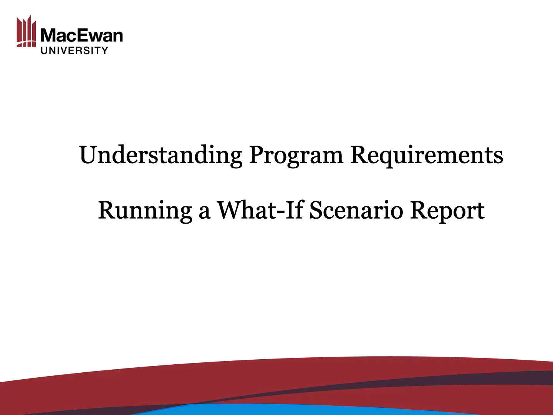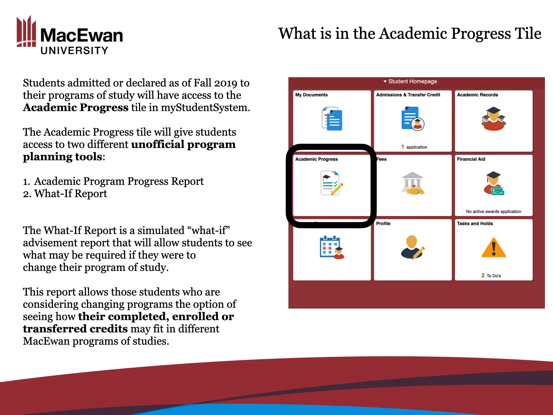Oftentimes, students will come to academic advisors wondering what their requirements would be if they were to change programs. A What-If scenario report is one of the new additions to the academic progress tile that you will find in myStudentSystem. Students admitted or declared as of fall 2019 will have access to the academic progress tile in myStudentSystem.